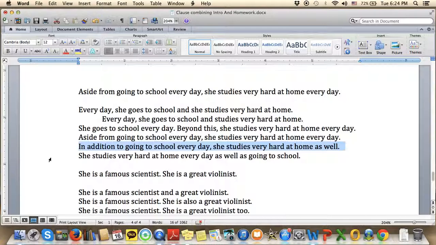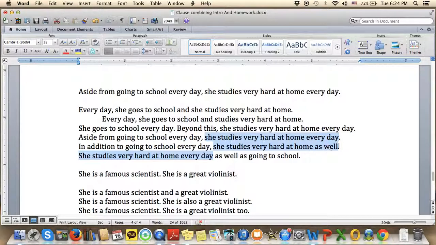Here's another one. We've got as well as. She studies very hard at home every day, as well as going to school. Hey, same deal. What we've got here is this going to school. Just like we saw before, we got rid of her because we've already specified it in the other clause here. In this case, what we have is the main clause first, just like we see right up here. Bump, bump, bump. There we go. And we see it right here, too. She studies very hard at home.